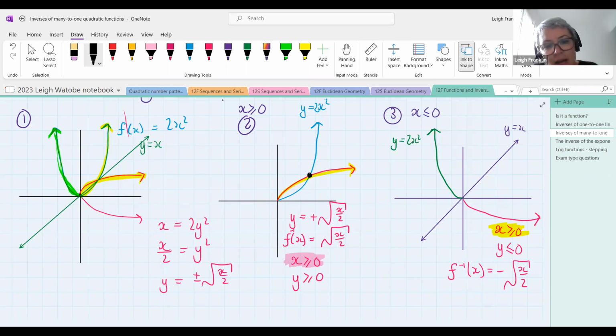Does anybody have an idea? I'm just putting the line y equals x back in here. Does anybody have an idea of how you would do that? Amahle, how would you do it? You'd have to use simultaneous equations.